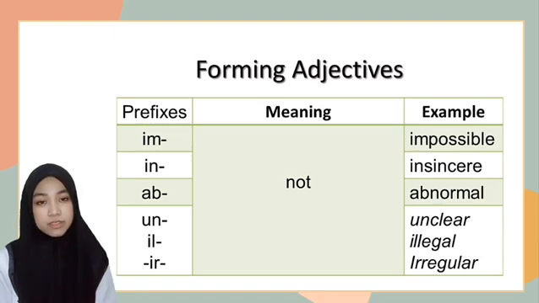And some common prefixes you might see include im, in, ab, un, il, ir. All of these prefixes mean no or opposite of. For example, im, from the word possible to impossible. In, from the word sincere to insincere. Ab, from the word normal to abnormal. Un, from the word clear to unclear. Il, from the word legal to illegal. And ir, from the word regular to irregular.